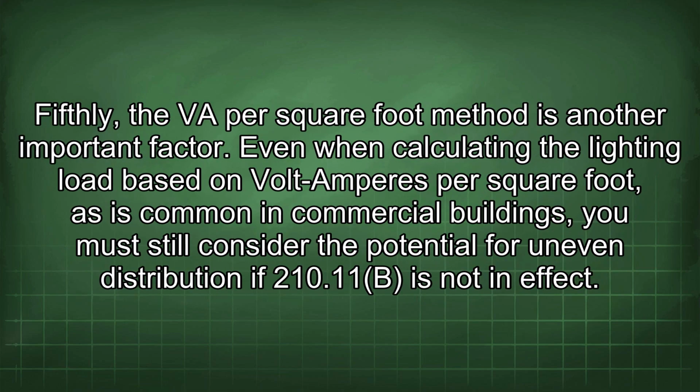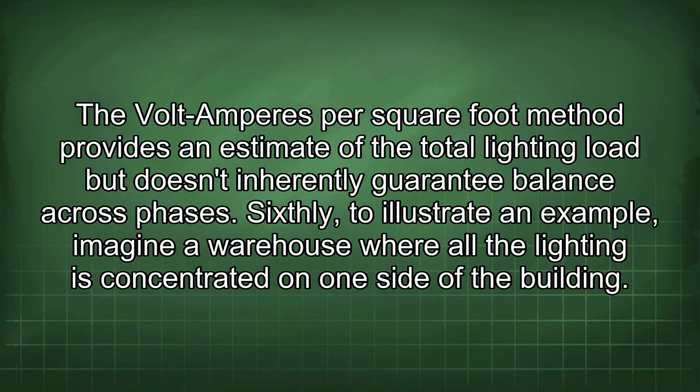Fifthly, the VA per square foot method is another important factor. Even when calculating the lighting load based on volt-amperes per square foot, as is common in commercial buildings, you must still consider the potential for uneven distribution if 210.11(B) is not in effect. The volt-amperes per square foot method provides an estimate of the total lighting load but doesn't inherently guarantee balance across phases.